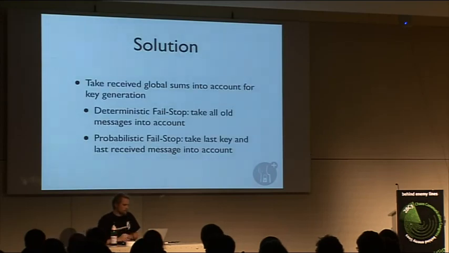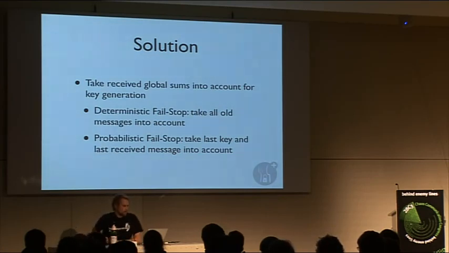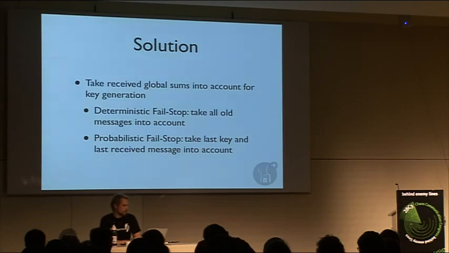So what is the solution to this problem? The solution is to take the old messages, the old global sums that each participant receives, into account when generating new keys. There are two ideas to do this. There is the deterministic fail-stop, which takes all the history of received messages into account, and then there is also a probabilistic fail-stop, which only takes into account the last message and the last key used. I'll give you an example of how it could work.